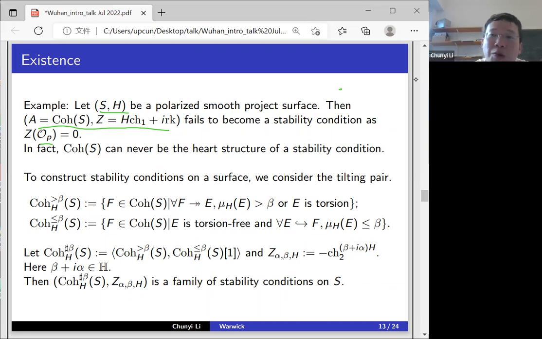And actually you can prove that if you just naively take the standard heart on the surface, you can never construct a stability condition. You never have a slope function in the sense of Bridgeland, because it requires some strong condition, mapping all the heart while avoiding 0. That's the reason. So to construct an actual stability condition on the surface is already a non-trivial thing. We use the so-called tilting.